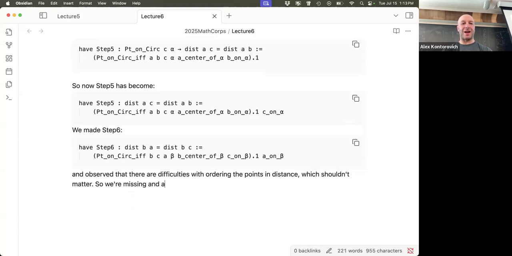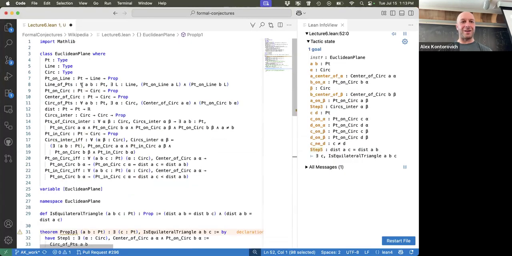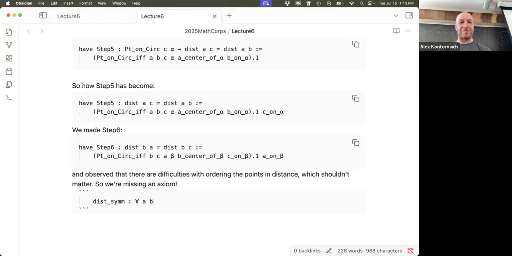What should the axiom say? What should we call the axiom? Symmetric distance, or dist sim, or something? Dist sim, yep. Distance is symmetric. For any two points, how do I make a for all? I can't seem to do it there. For any two points, A and B of type point, beautiful, distance from A to B equals distance from B to A. We should not care in what order they came.